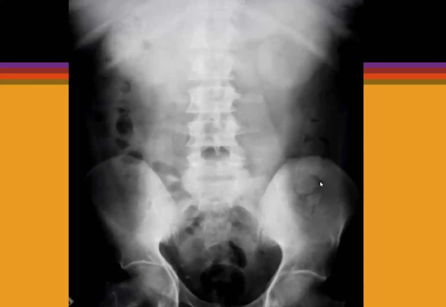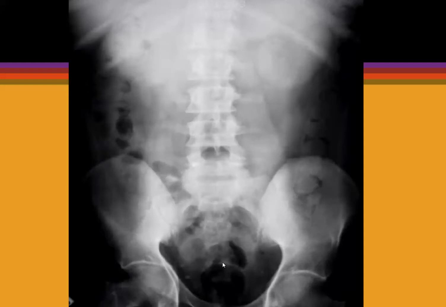Here's gas within bowel, but it's surrounding a lobulated structure, which is feces within the descending colon. So you see lumps of feces within the descending colon. Here's gas within the rectum. You can see that sort of lucency, large amount of gas within the rectum.